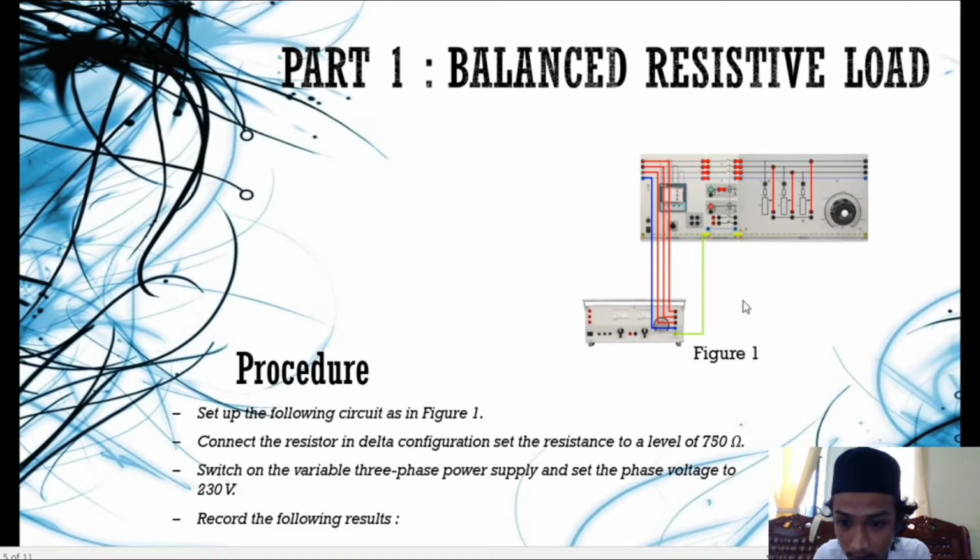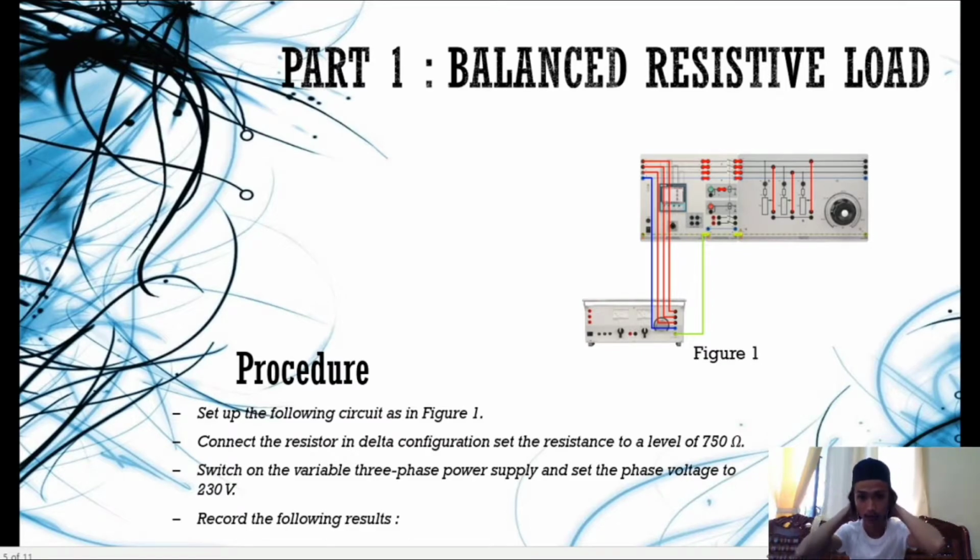This is our delta configuration for the resistive load, and we must vary this toggle to get the resistance value of 750 ohm. For the power supply we must use this toggle to vary the voltage, which as in the lab sheet is 230 volt. So we must use this toggle to get 230 volt.